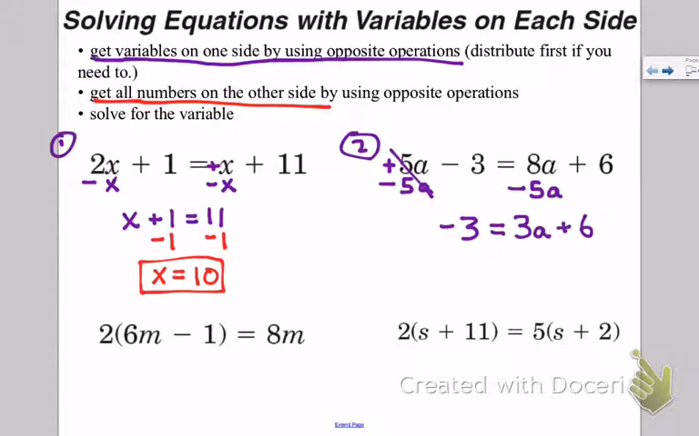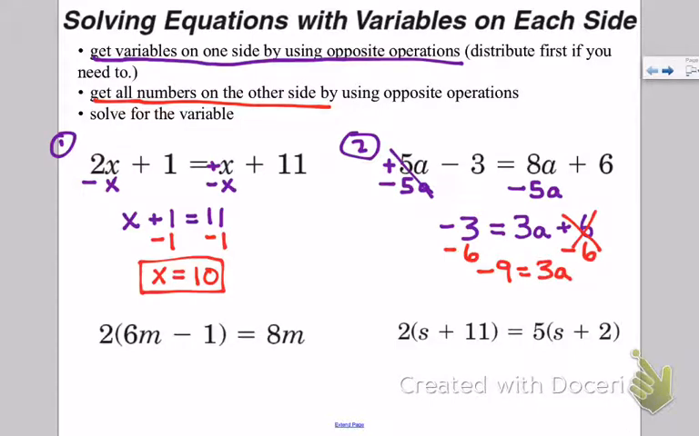Now if I follow bullet number 2, I need to move my numbers to the other side. I moved my variables to the right. Now I need to move my numbers to the left. So I need to use the opposite operation once again. To move that 6, I need to undo that so that they cancel out. And I'm left with negative 3 minus 6, which is negative 9, equals 3a.